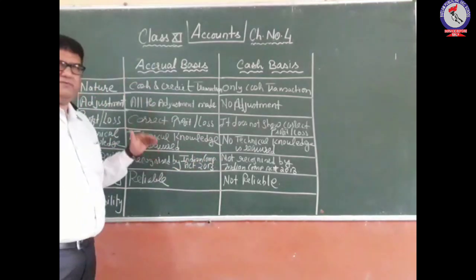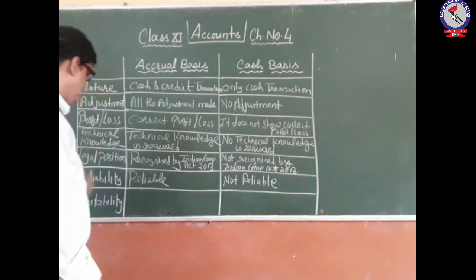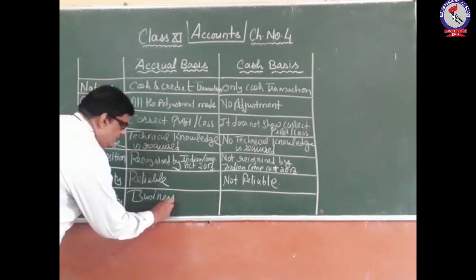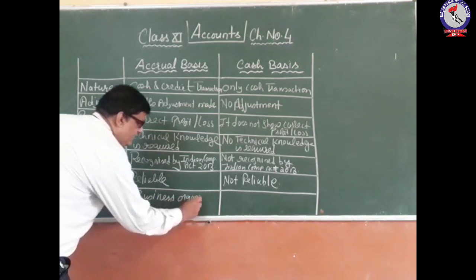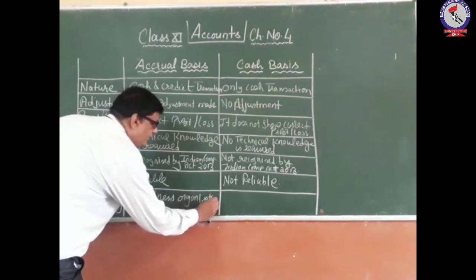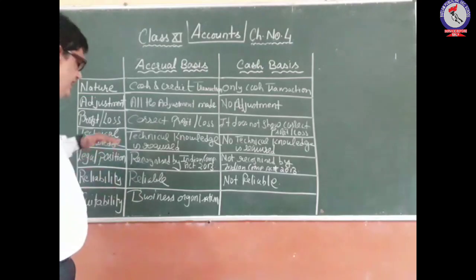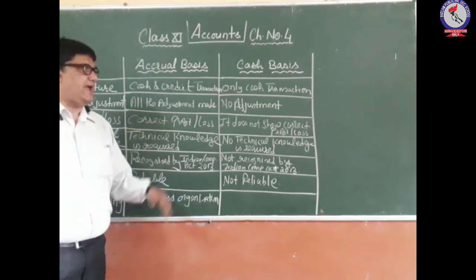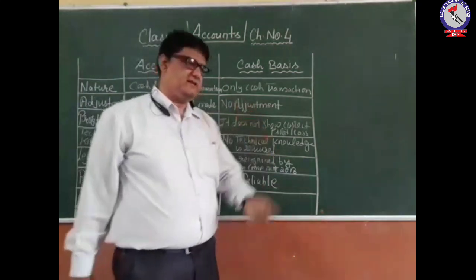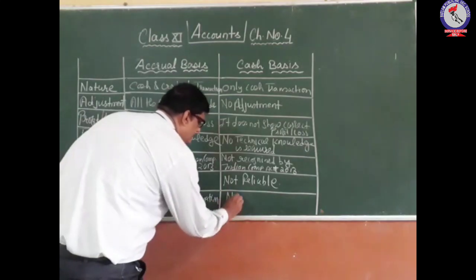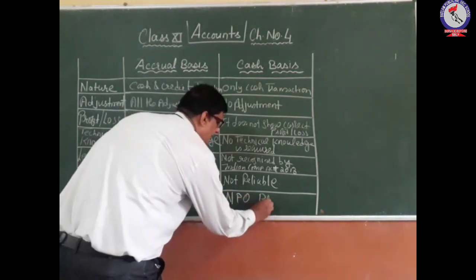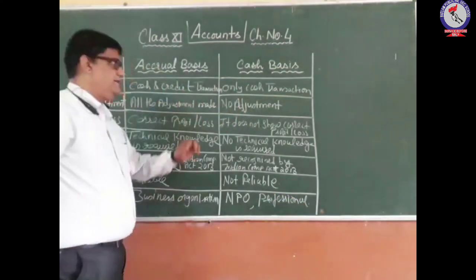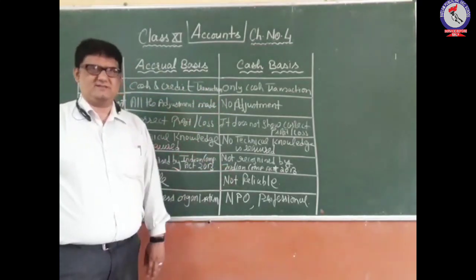Suitability, where this form of system is suitable. The accrual basis of accounting is suitable in business organizations, all business organizations where there is complex information which we have to get. There we have to form the accounts on the basis of the accrual system. The cash basis of accounting is followed in NPOs, that is non-profit making organizations, and professional persons make use of this system where they maintain the books on the cash basis.